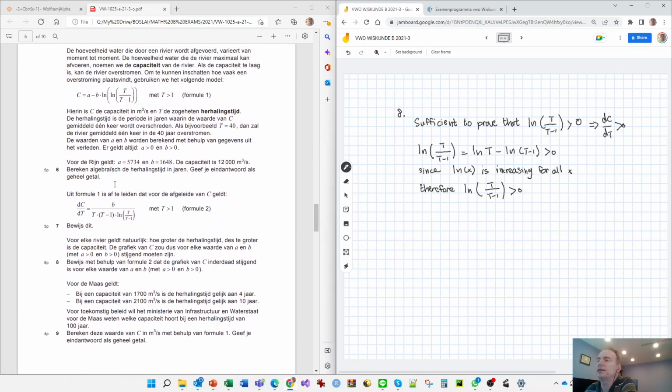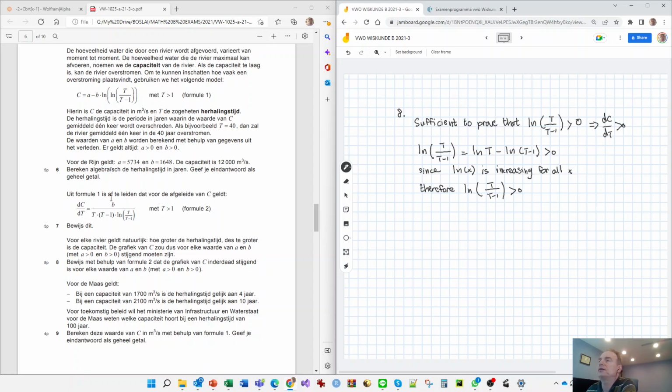Then they say that the longer this repeat time, the bigger the capacity is, which kind of makes sense. So that means that this graph should be increasing all the time. And then they ask to prove that.